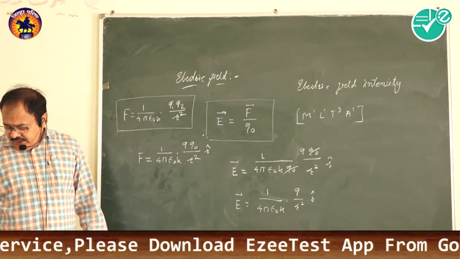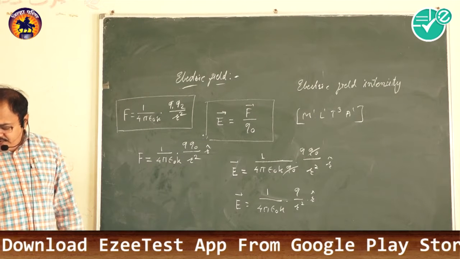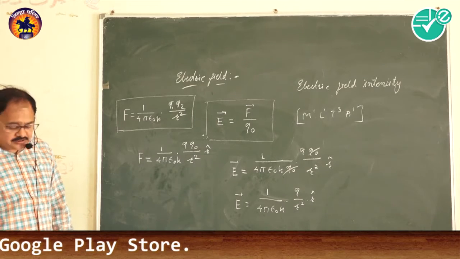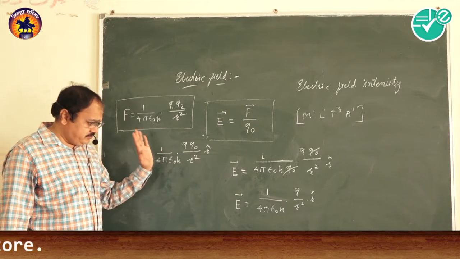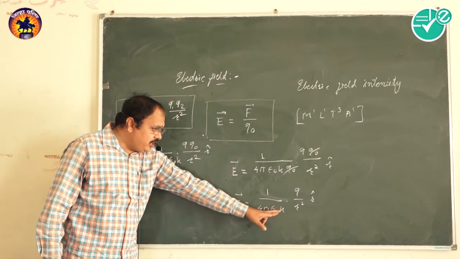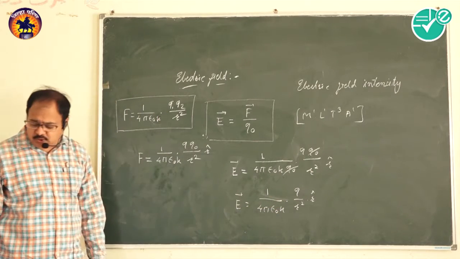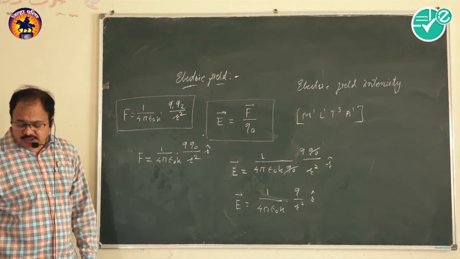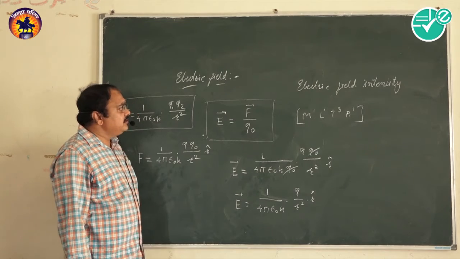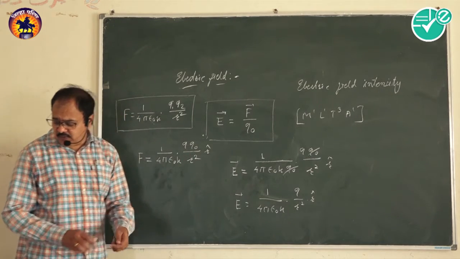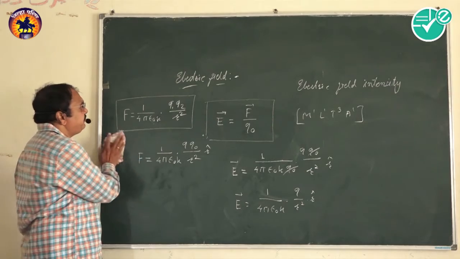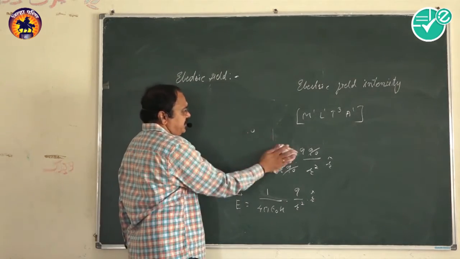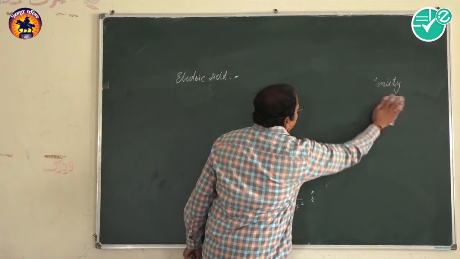Now we have to specify the equation for electric field due to a point charge. Electric field due to a point charge, as we have already calculated, is E equals 1 upon 4 pi epsilon 0 K into Q upon R square into R cap. We see that the electric field due to a point charge is spherically symmetric. We know that electric field can be represented by lines of force.